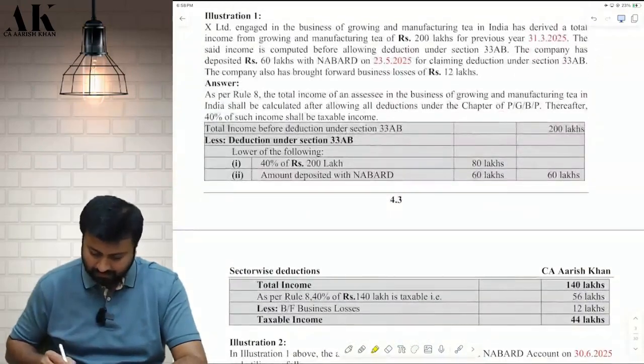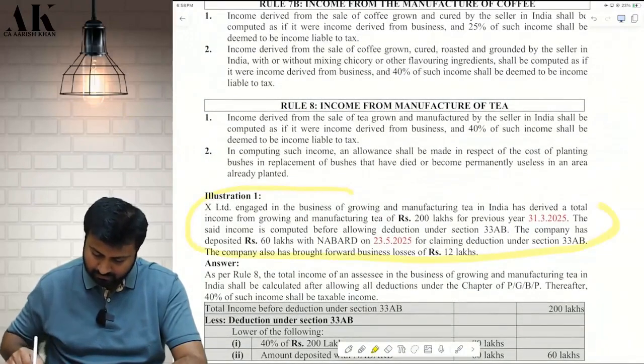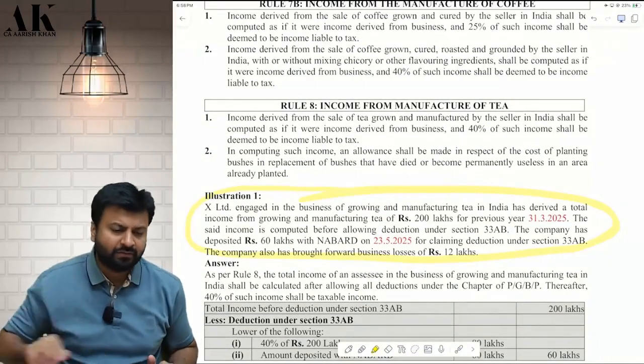Now come to page number 4.3 and get me the answer of this question, please. Tell me how much will be the taxable income of the assessee fast.